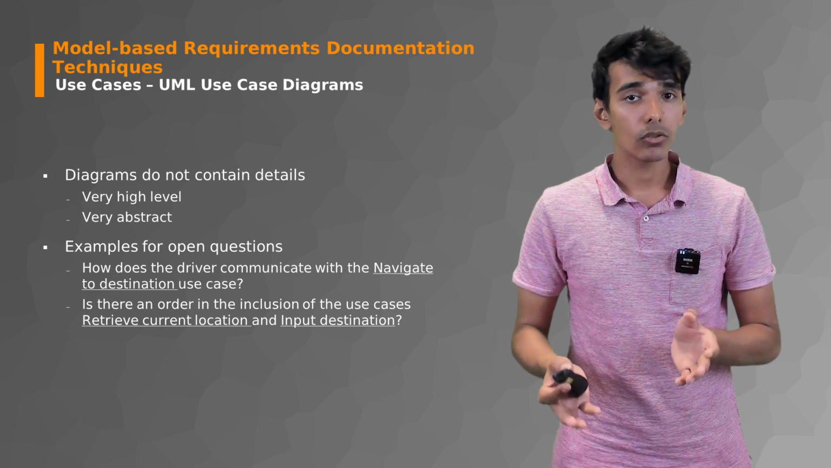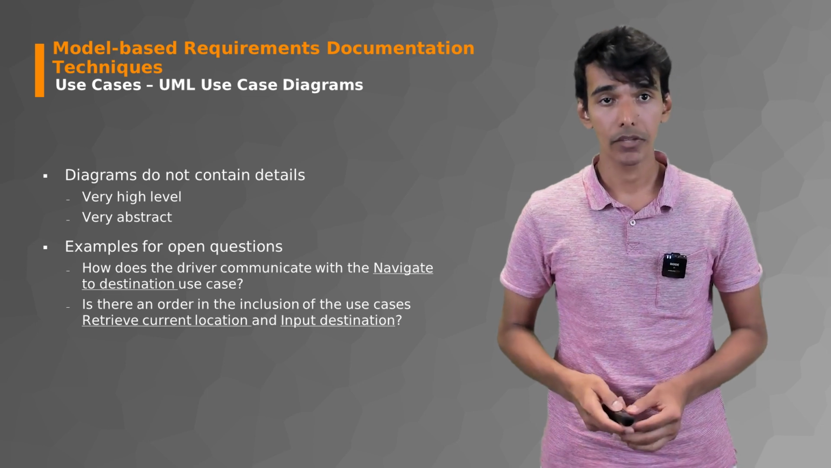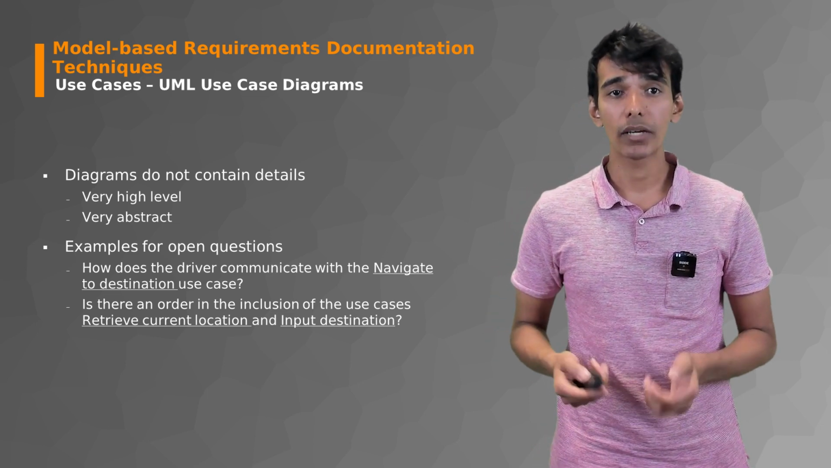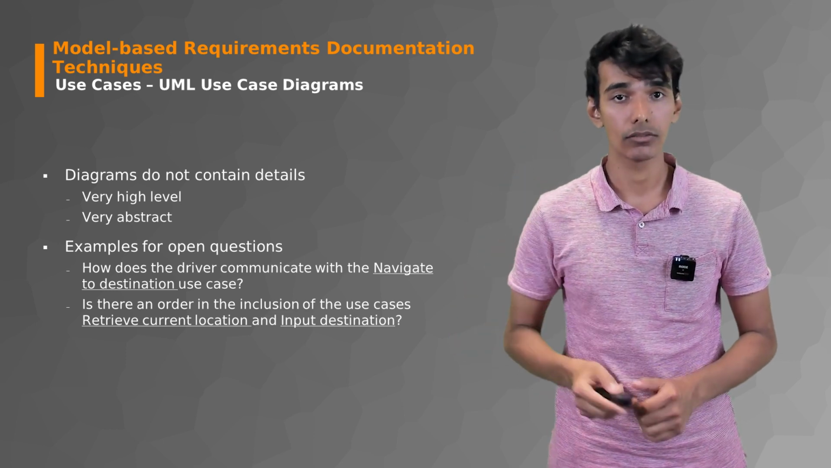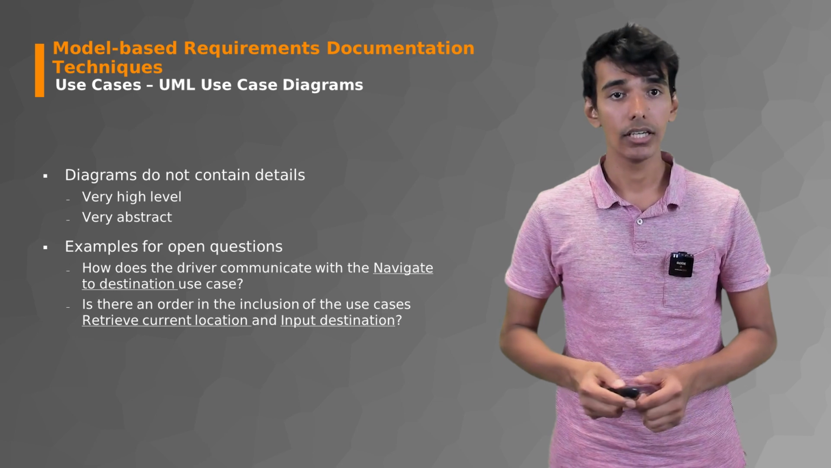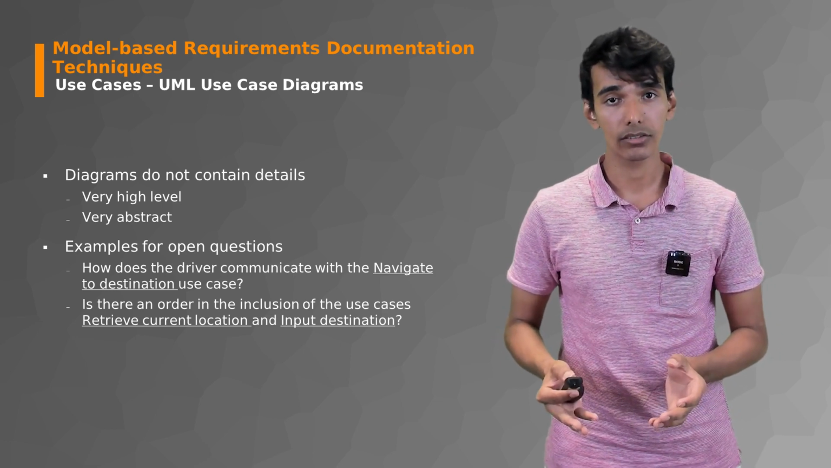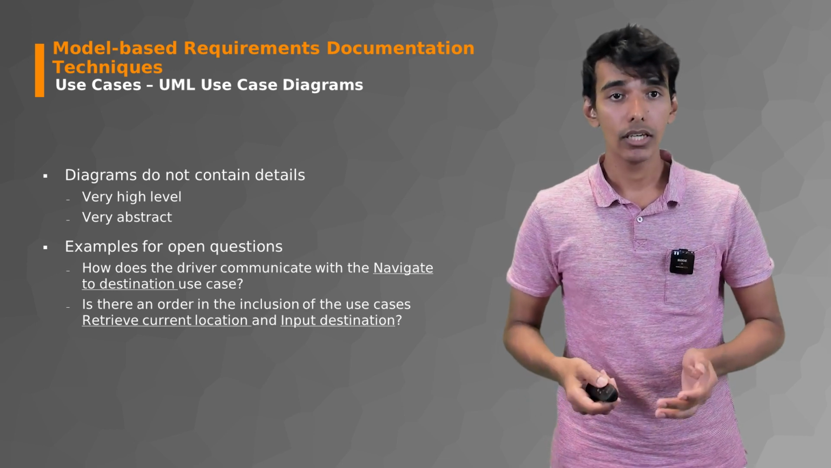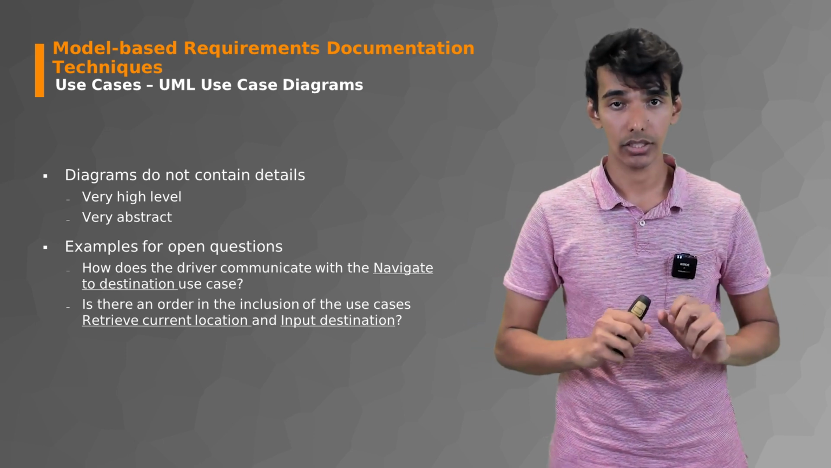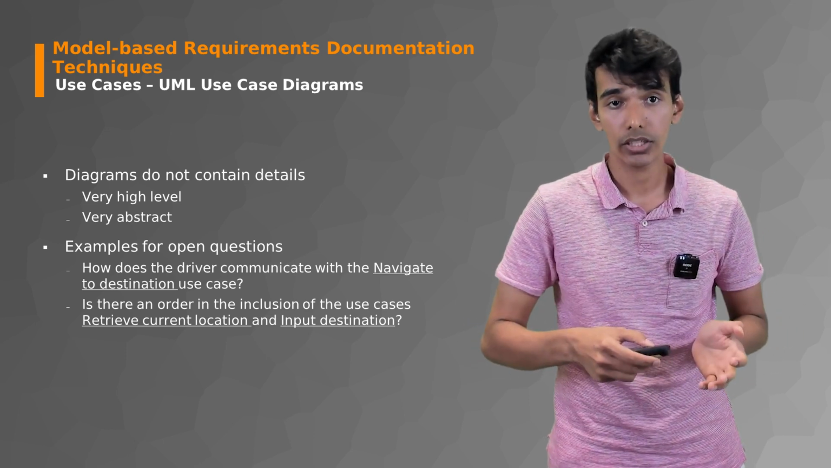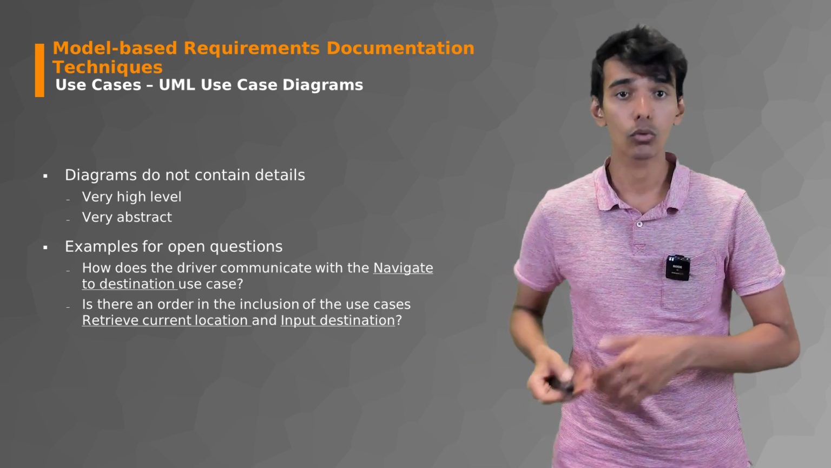So this might already give you a small issue with use case diagrams, especially in the context of UML. They don't contain too many details about your model in general. They're very high level diagrams, so they're super abstract, and this kind of leads to many open questions when you create such a diagram. So in our example, how exactly does the driver communicate with the navigate to destination use case? Is there an order with the inclusion of the retrieve current location and input destination? Which one happens first?